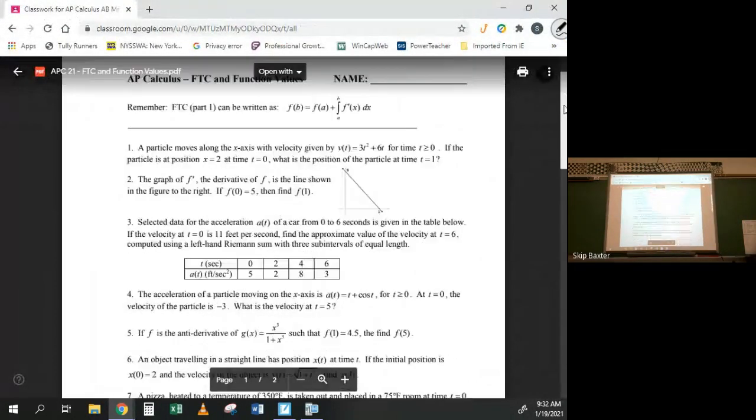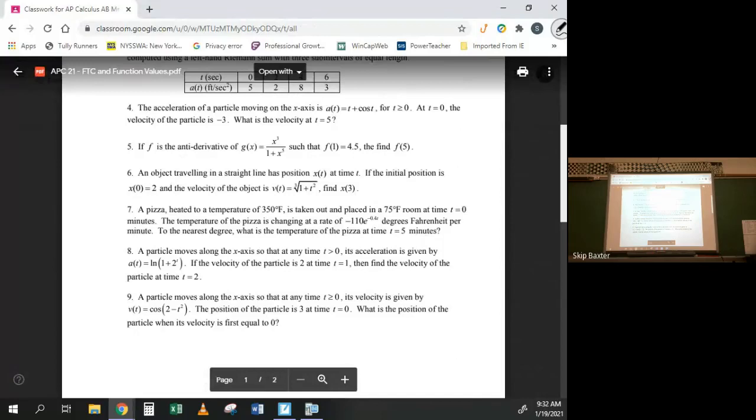Yes, please. Okay, so number 7, it says a pizza heated to a temperature of 350 degrees is taken out and placed in a 75-degree room at a time t equals 0 minutes. The temperature of the pizza is changing at a rate of negative 110 e to the negative 0.4 t degrees Fahrenheit per minute. To the nearest degree, what is the temperature of the pizza at time t equals 5?